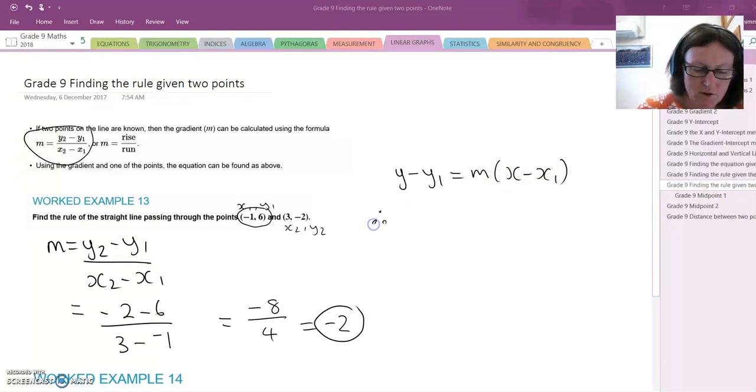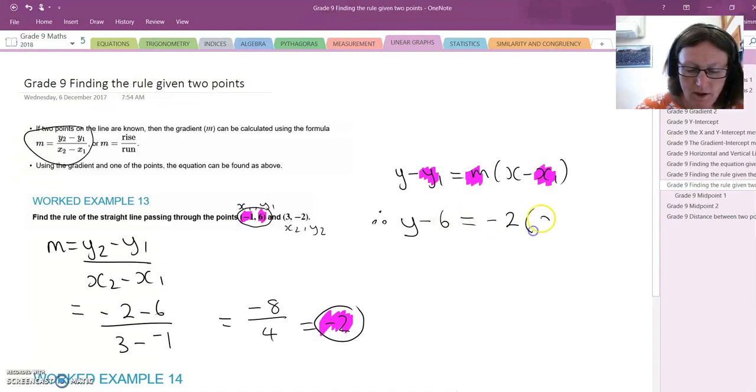And then I'm going to substitute some things in. So what I'm going to substitute in is m is my gradient, my y1 is here, and my x1 is here. So the three things get substituted into my formula. So y subtract 6 is equal to negative 2(x subtract negative 1). So I've substituted those three things in.